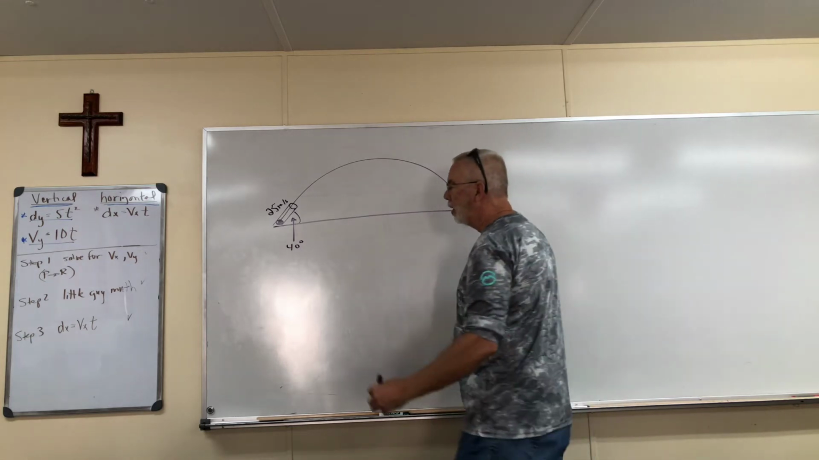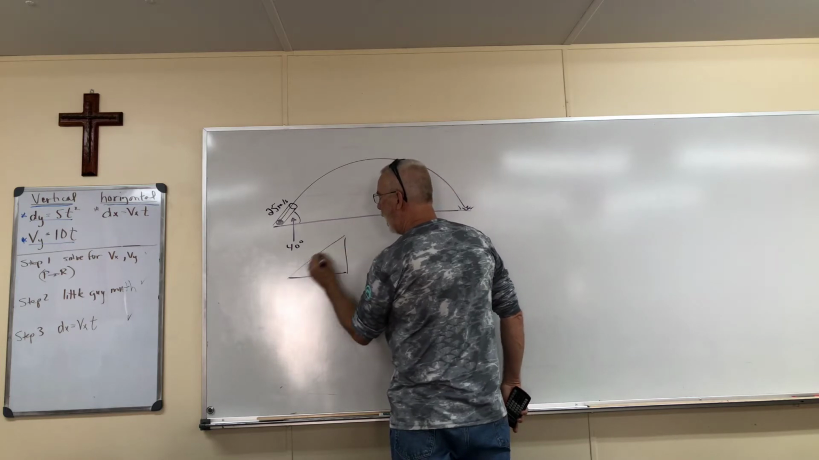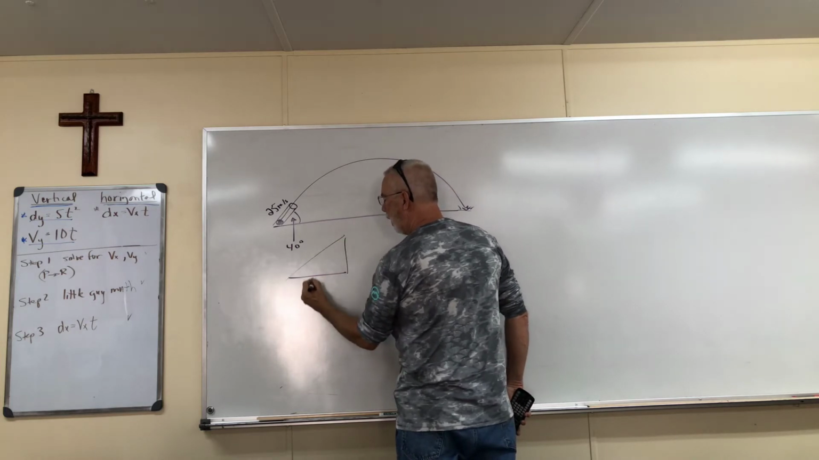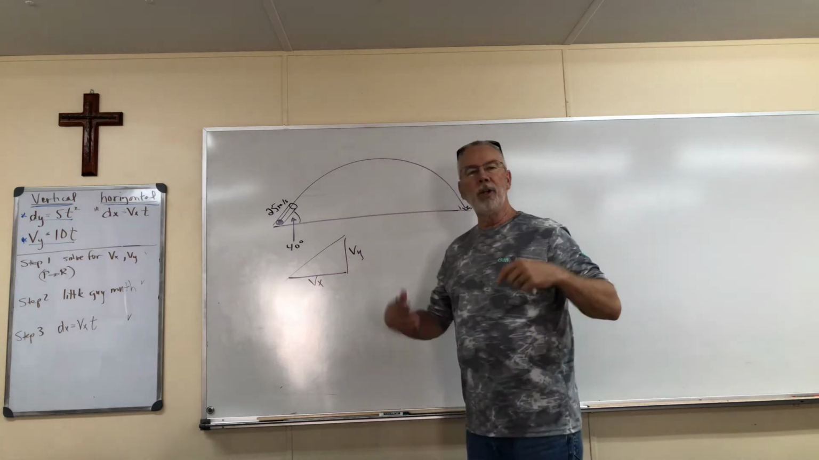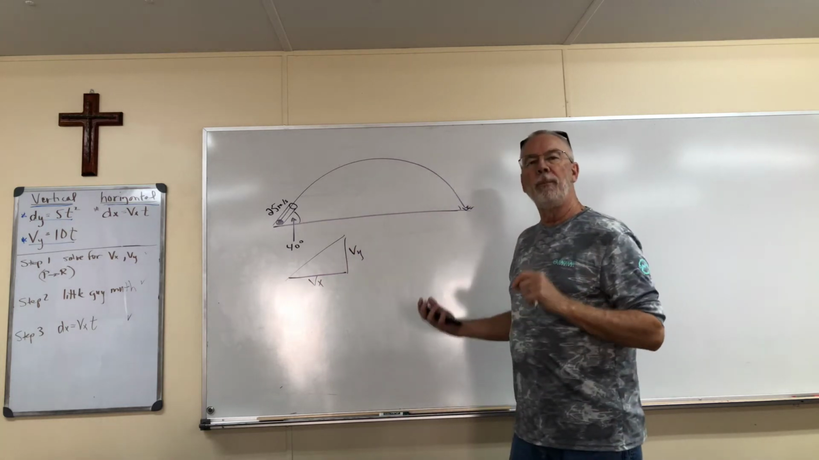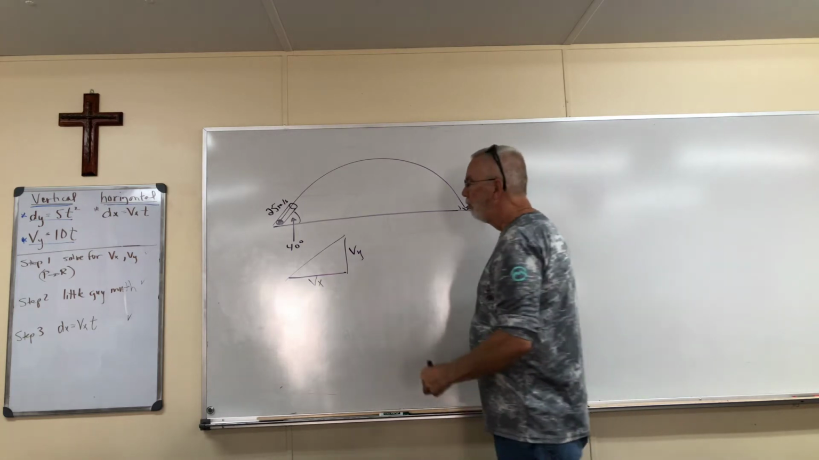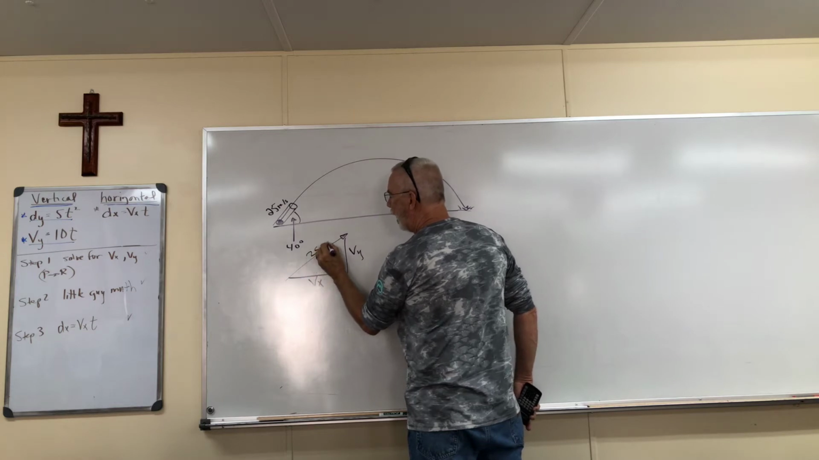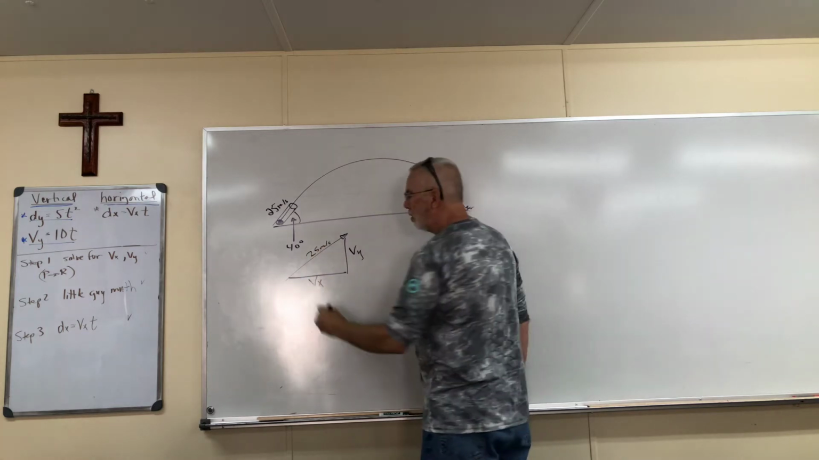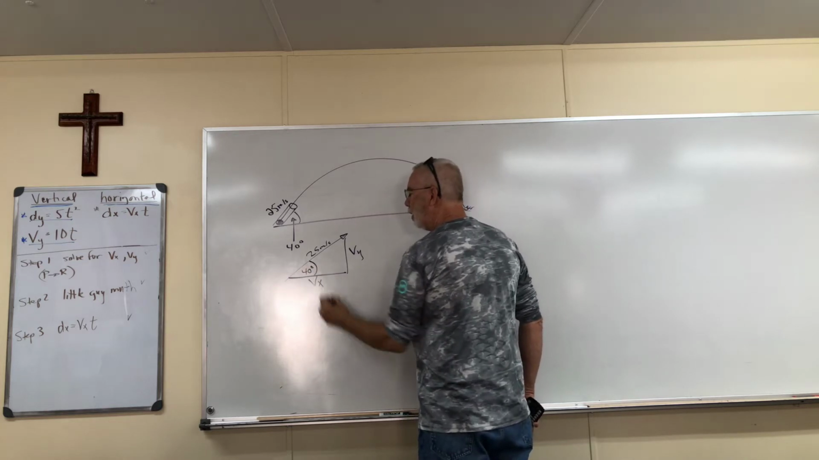The first thing we should remember is that whenever you shoot something at an angle, there's going to be a v sub x and a v sub y, or horizontal and vertical components to that diagonal projectile. The 25 meters per second is the hypotenuse, and the angle right here is 40 degrees.